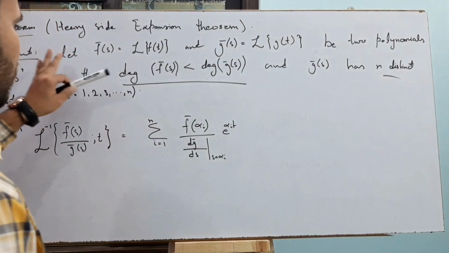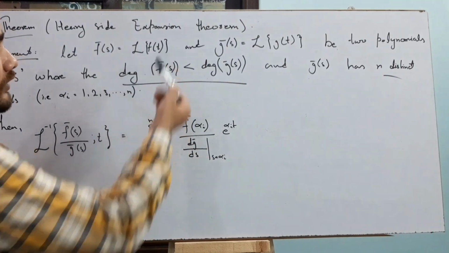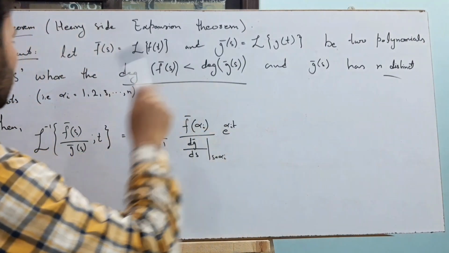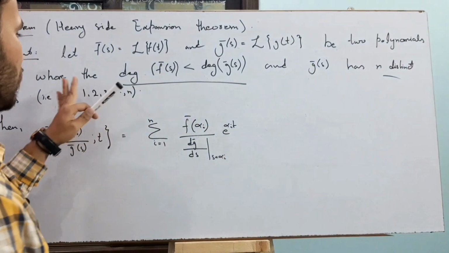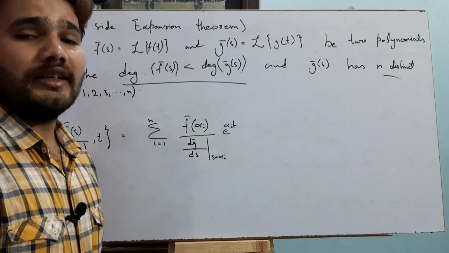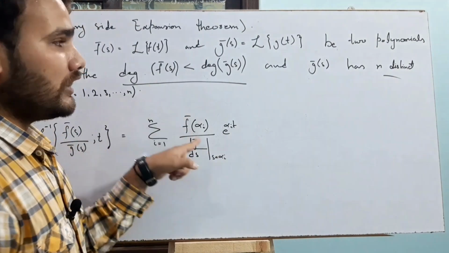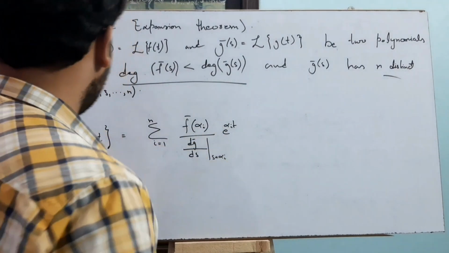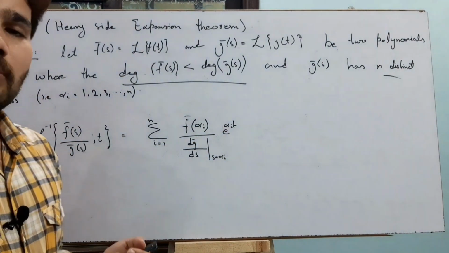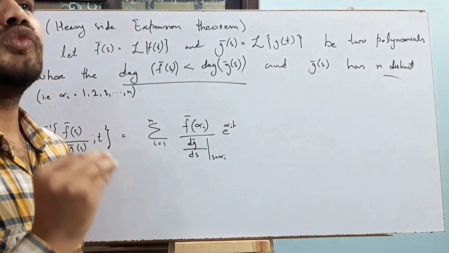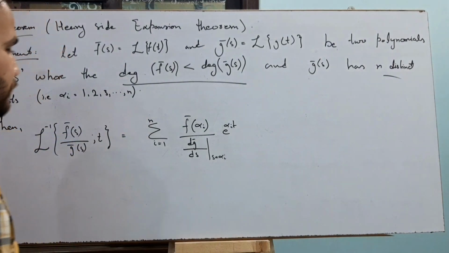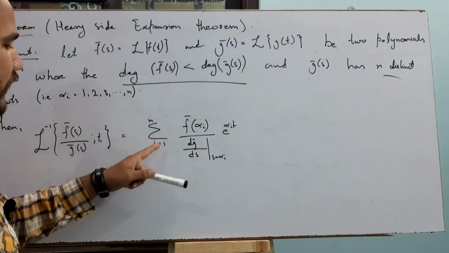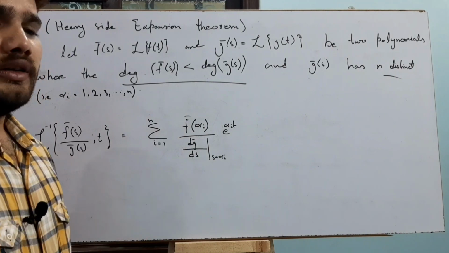The theorem statement says: let f bar of s equals Laplace of f of t and g bar of s equals Laplace of g of t be two polynomials in s, where the degree of f bar of s is less than the degree of g bar of s. That is the first condition, and g bar of s has n distinct roots. Distinct roots means they may be complex, they may be real, but they are not repeated. Then the Laplace inverse of this form of function can be easily found by these simple steps.